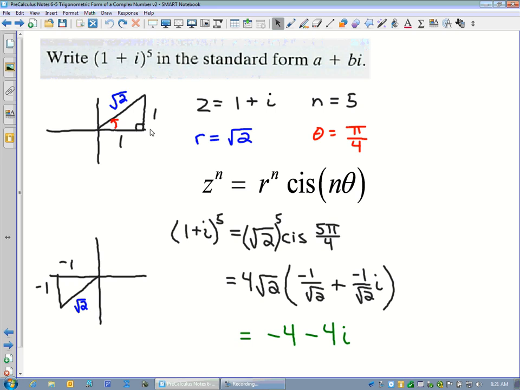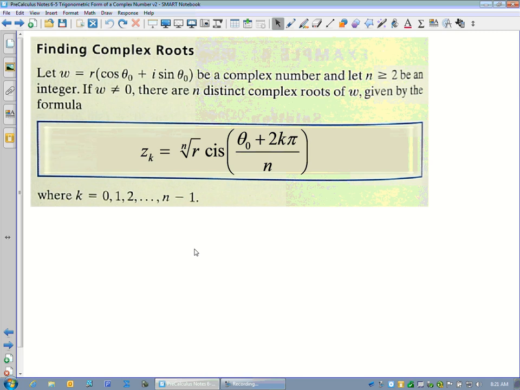All right, along with raising to a power, we can also take complex roots. So let's look at our procedure for that. So finding complex roots, if we have a number, and we're going to use w this time to be the number we're going to take the root of, that's r cis theta, then we can take the complex roots, and by the way, this only applies to integer roots that are 2 or more, so square root, cube root, fourth root, etc.